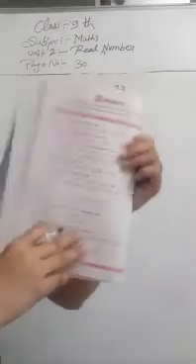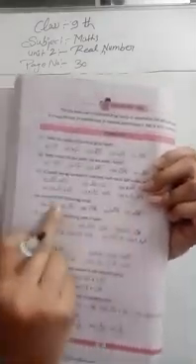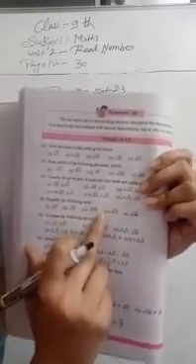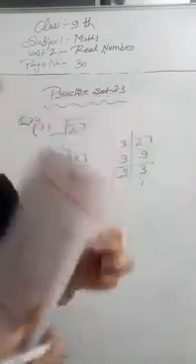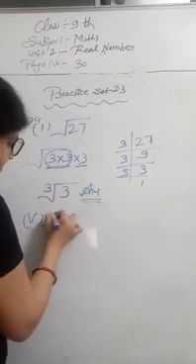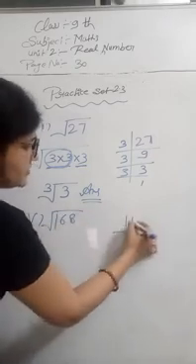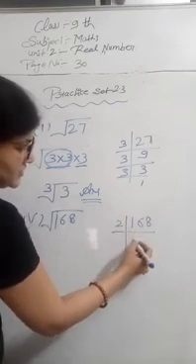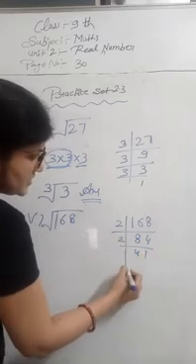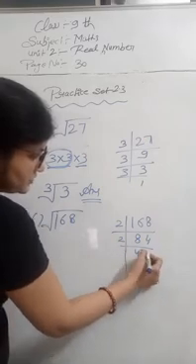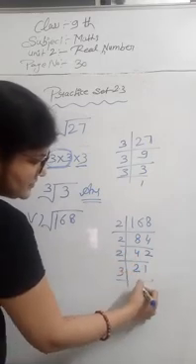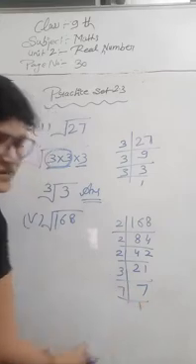Fifth one. These all are very easy, so you can do it easily by yourself. So we will do the fifth one, root 168. First we will find the factors of 168. So 2 2s are 4, 2 2s are 4, 2 1s are 2, 3 7s are 21, and 7 1s are 7.